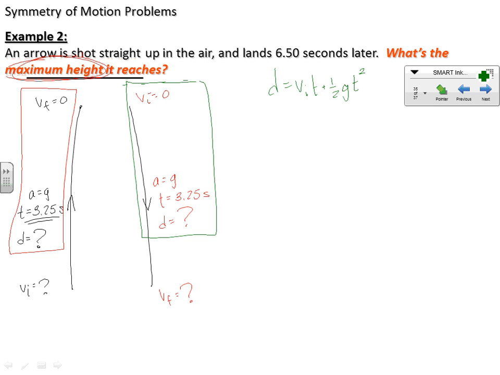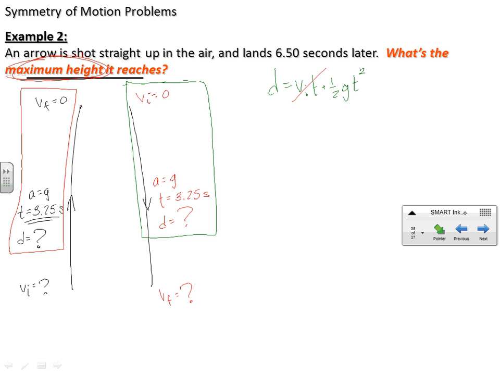What's also nice about this is that VI is 0, so that entire term goes away, and we're looking for D. So let's make sure we do this. Let's say that positive is up. Then D is 1/2 times negative 9.81 meters per second squared times 3.25 seconds squared. Remember, we only square the time. It's not parentheses 1/2 GT squared. It's just 1/2 GT squared.